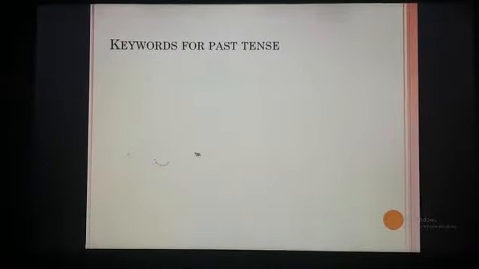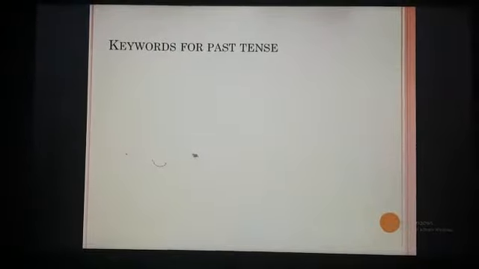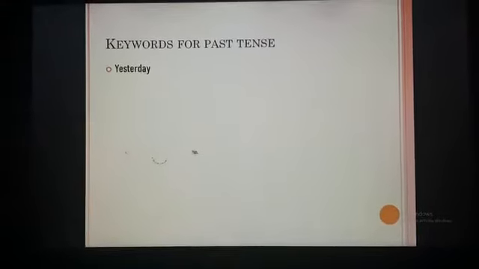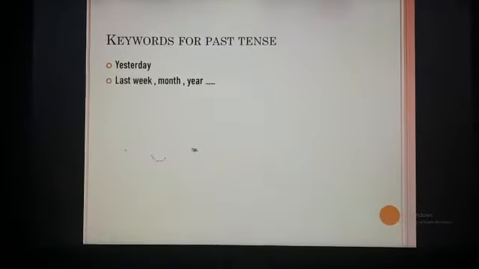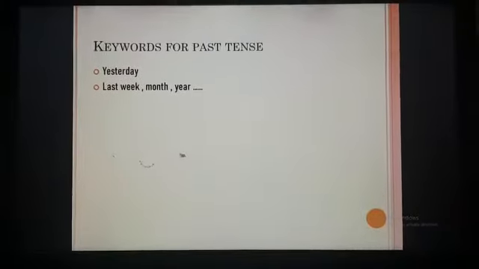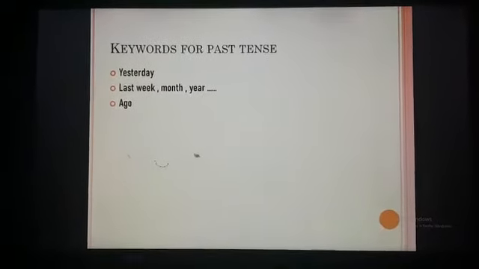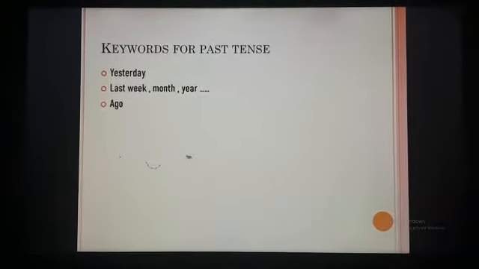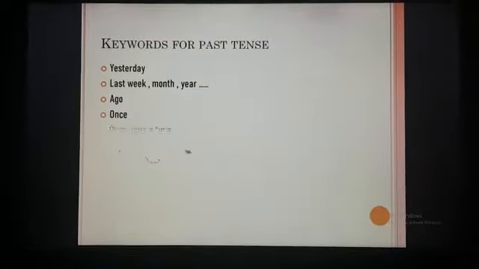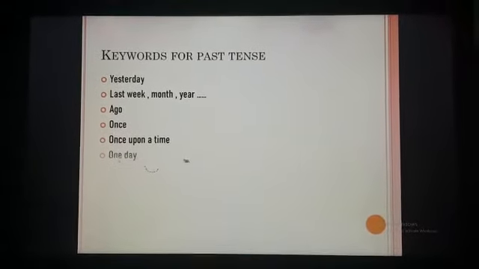Of course, I'm going to give you a small hint in the sentence to know that the sentence is in the past tense. We call them keywords. Yesterday, last week, last month, last year, etc. Ago: when I say 2 days ago, 2 weeks ago, the word ago tells you it's a past tense. Once upon a time, we use it a lot in stories.